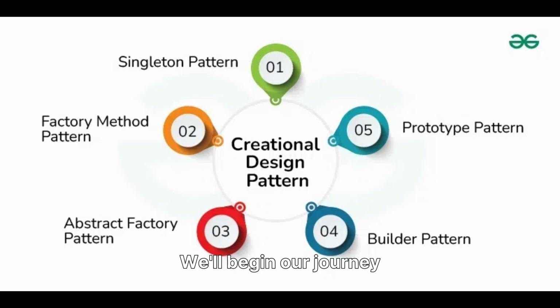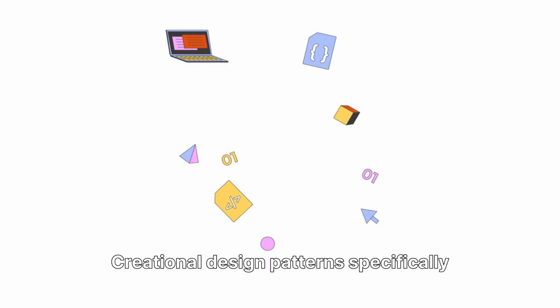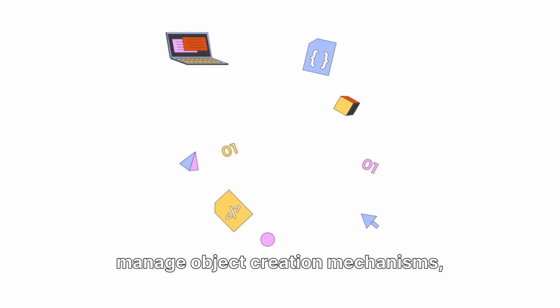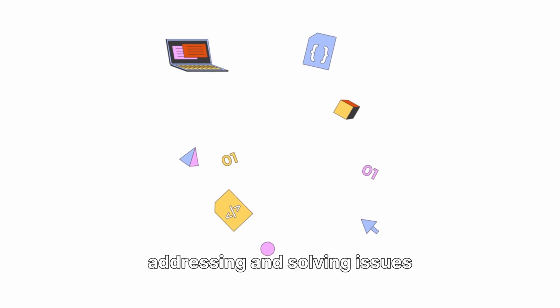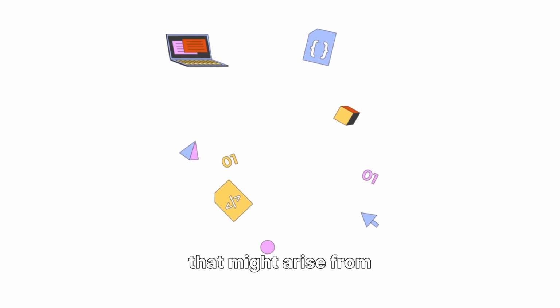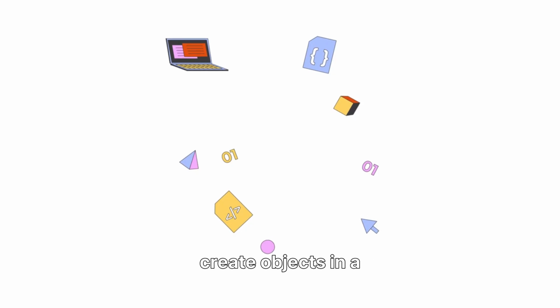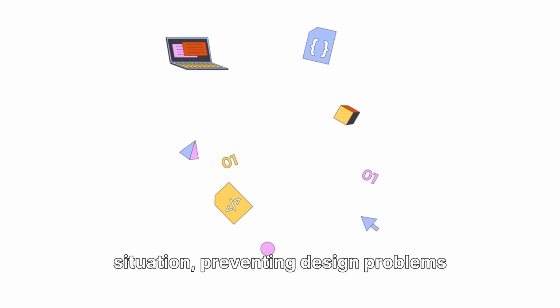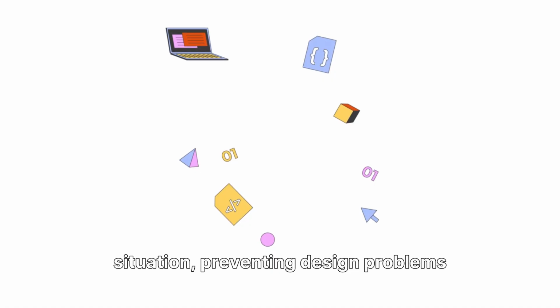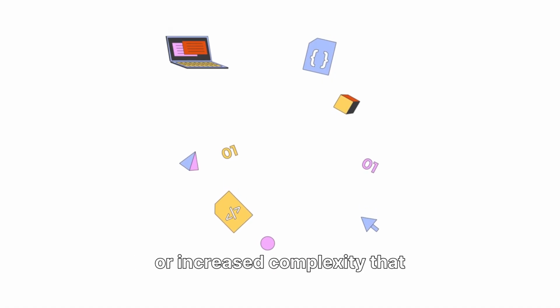We'll begin our journey by focusing on creational patterns, which are concerned with how objects are instantiated, ensuring a controlled and flexible object creation process. Creational design patterns specifically manage object creation mechanisms, addressing and solving issues that might arise from basic, direct instantiation. They provide ways to create objects in a manner suitable to the situation, preventing design problems or increased complexity that often accompany simple object generation.